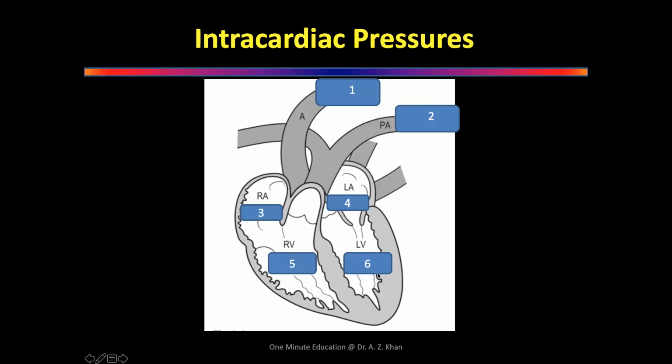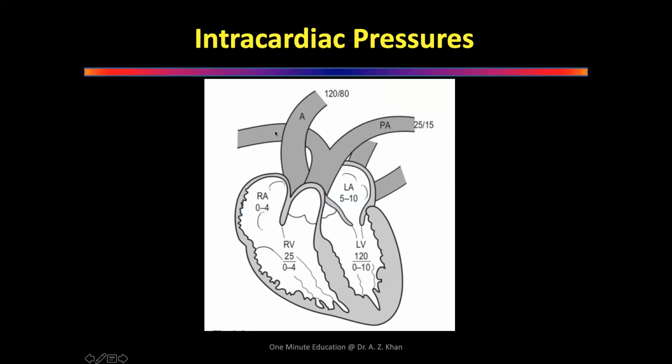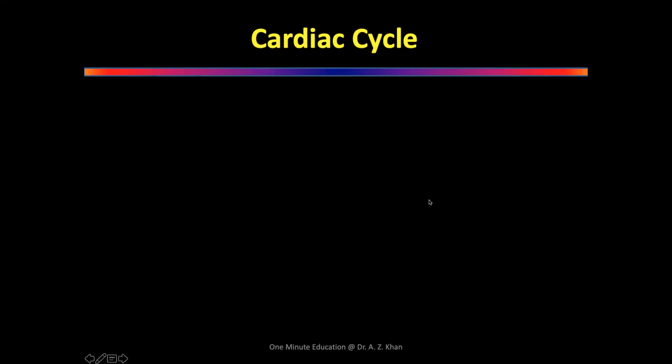LV systolic is 80 to 120. Okay, so this is the answer. Don't forget this. You must tell systolic and diastolic: 120 over 80, 25 over 15, 25 over 0 to 4, 120 over 0 to 4, and the atrial pressures are only 5 to 10 and 0 to 4. There is no diastole there. There's no diastolic pressure.